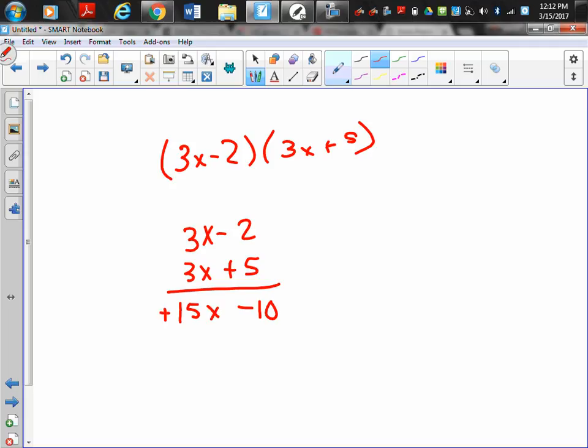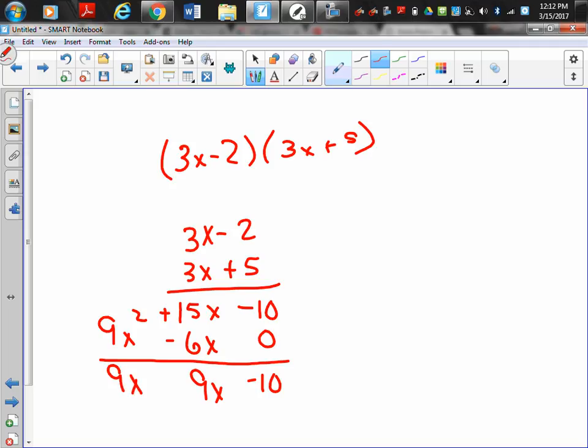So now, nothing is here. We bring down a 0. 3 times negative 2 is negative 6x. 3 times 3 is 9. X times x, x squared. And then add it. So negative 10. 15 minus 6 is 9x. 9 plus 0 is 9x squared.